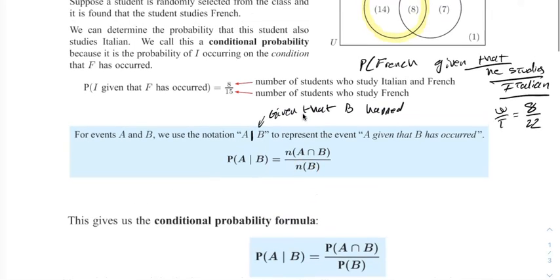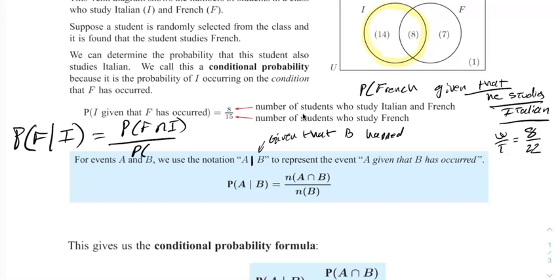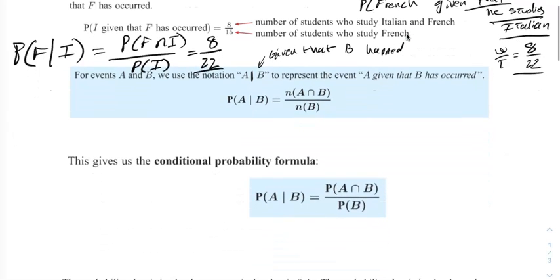If you look at my problem over here, we're doing the probability of French given that they study Italian. My formula would have been probability of French and Italian over probability of the second one, Italian. My Italian here is 22. French and Italian would be 8. So you get the exact same answer. That's the way that formula works.